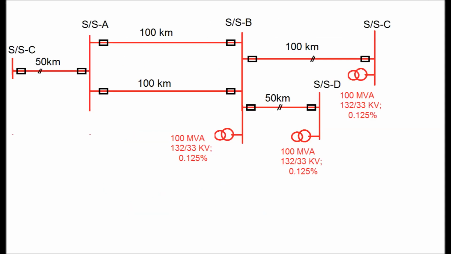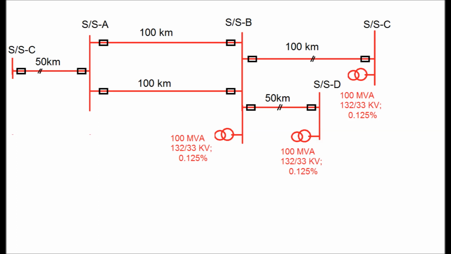Now a diagram has been shown for a transmission line network. In this diagram there are 4 substations. Between substation A and substation B, there exists one double circuit line of length 100 km, and between substation B and substation C, there exists one double circuit line of length 100 km, and between substation B and D there exists one double circuit line of 50 km, and between substation A and substation C there exists a double circuit line of 50 km. All the transmission lines are of Panther conductor.